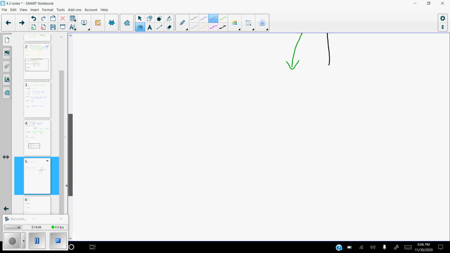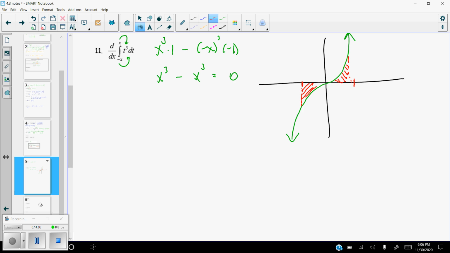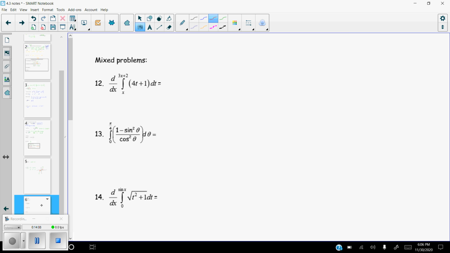All right. Oh, that was the last one on that page. Okay. So then there's some mixed problems on the back here. I will walk through all these with you guys just to show you some of the different things that are going to happen, some of the things to look for.